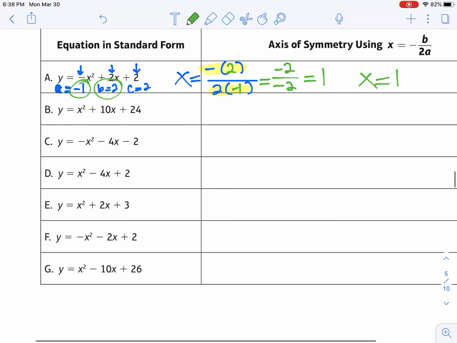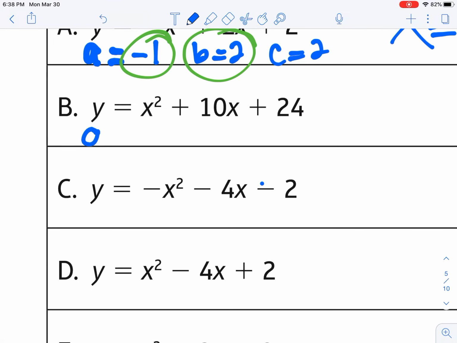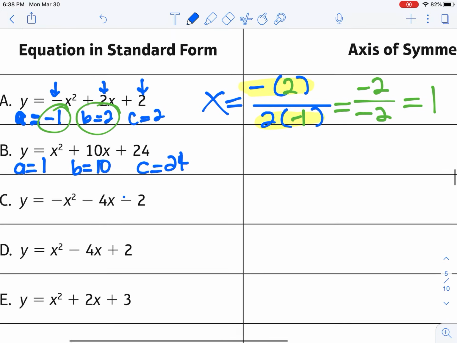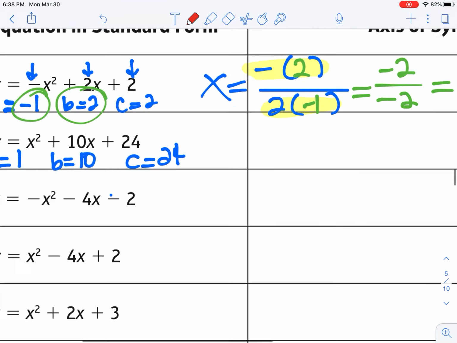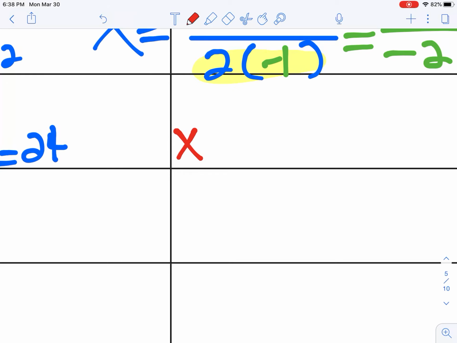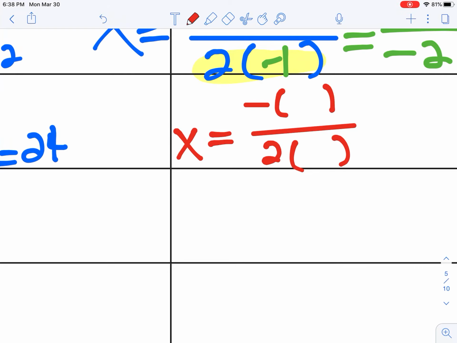All right, let's look at another example. Here we can identify a equals a positive 1, b equals a positive 10, c equals a positive 24. I'm going to plug in again, but I'll use a different color so it doesn't mix in with the problem above. We're going to go x equals, and think of it as a negative 1 times b all over 2 times a. Hence a lot of people will say the opposite of b, because that's what the negative will do, all over 2 times a.